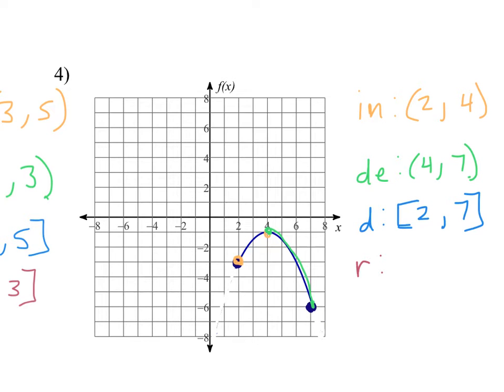And then our range, we start down low. Our graph starts once we hit -6, and then our graph ends once we hit -1. Any questions on this one?